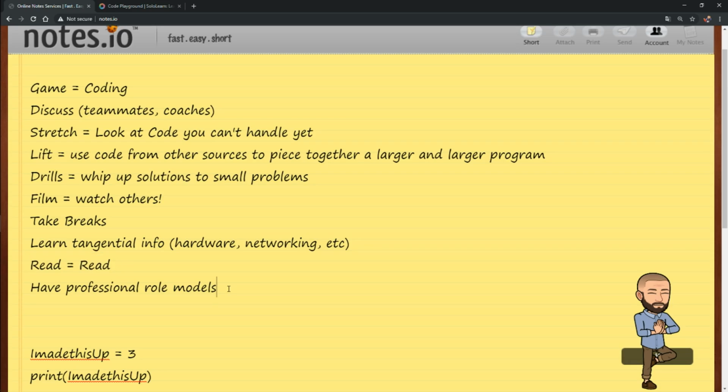And my last one I think is really important too. You should have professional role models. I used to look up to Michael Jordan when I was young. I'll create a list in a separate video, but yeah, I suggest you have a professional role model. People who are unknown, well-known programmers.